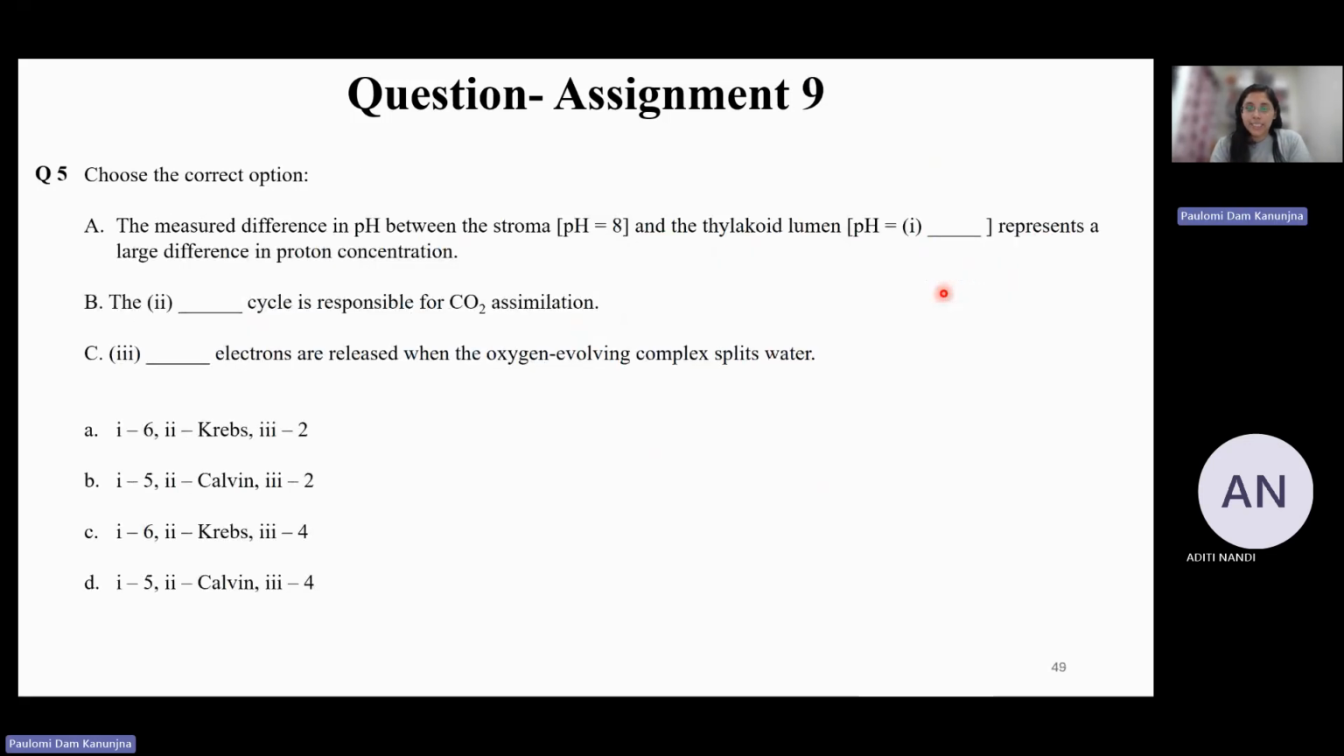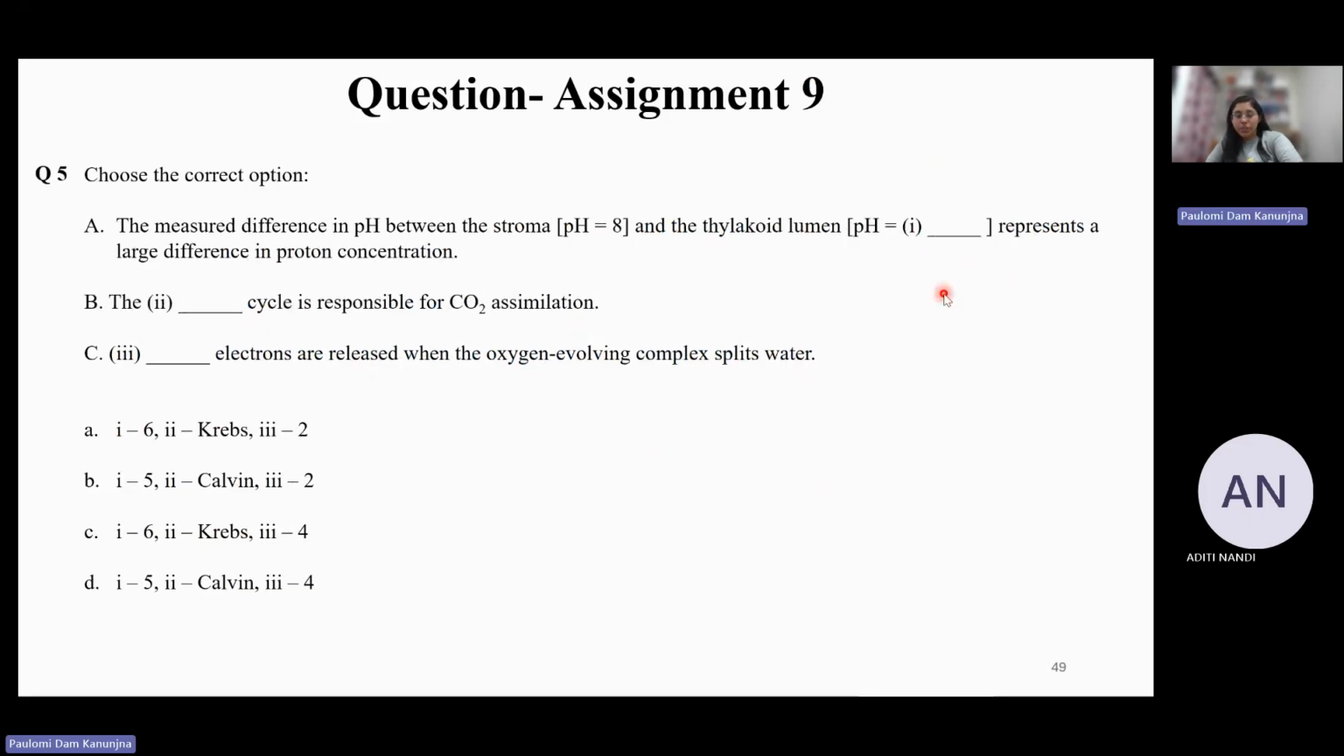Okay. Second last question, which is the same. This is a fill in the blanks question that we have done I don't know how many times since childhood. The first question is, the measured difference in pH between stroma and the thylakoid lumen represents a large difference. So what is the pH of thylakoid lumen? Second, which cycle is responsible for CO2 assimilation? That is just something that we have just done. And third, how many electrons are actually involved in the oxygen evolving complex that splits water?